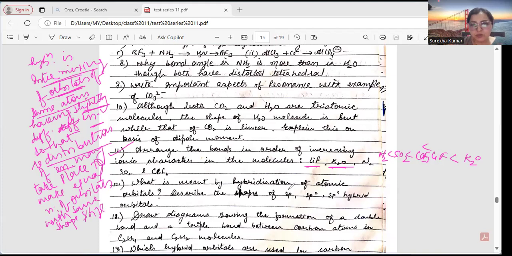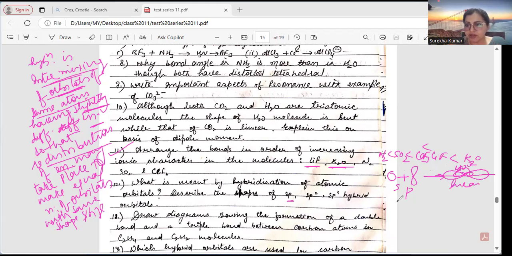Now what is sp hybridization? When one s intermixes with one p, then two are formed, a big lobe and a small lobe. This is one hybrid orbital. This is the second hybrid orbital. So s and p combine to make two orbitals, the shape is linear and the bond angle is 180 degrees, right?